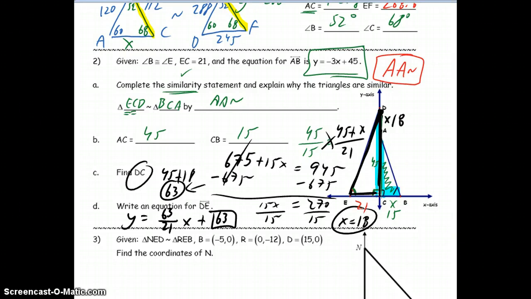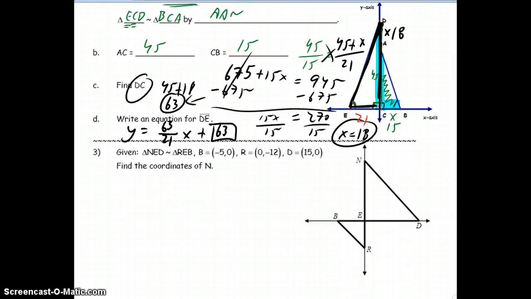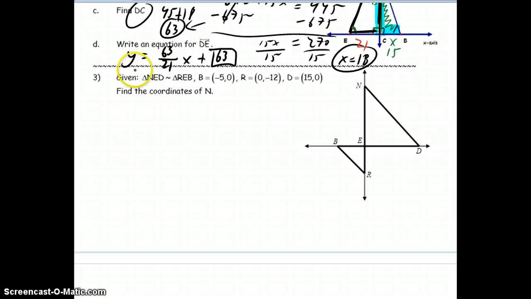So yeah, sorry, I'm going 7 minutes in, and we're going that slowly. So NED is similar to RED. Similarity, proportions or something. E is negative 5, 0, so that's 5. R is negative 12, so that's 12. Oh, like it's 5, 12.